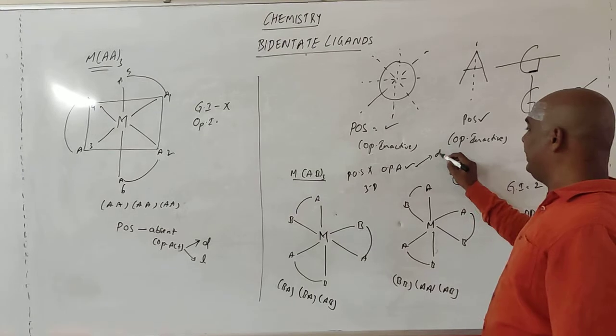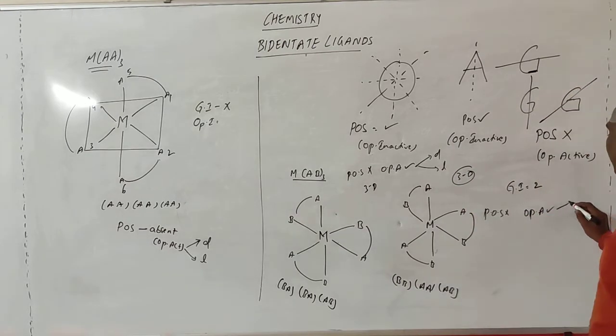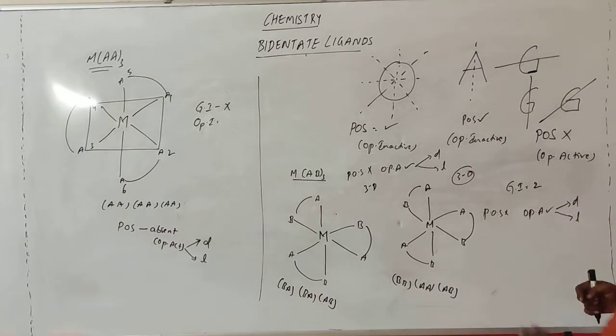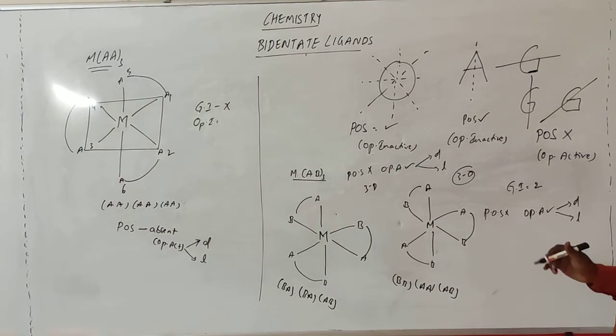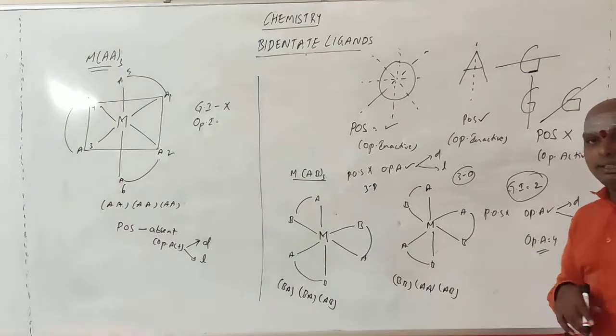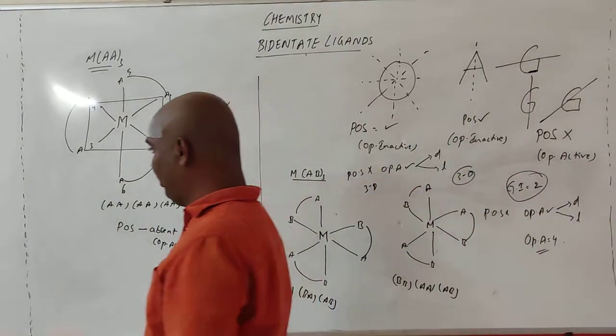So how many will we get here? D here. And here how many will we get? This is D and this is L. So totally how many are there? DL as well as DL. You are having 4 optical isomers. So geometrical isomers we get 2 and optically active 4. Right? Optically active isomers are 4.